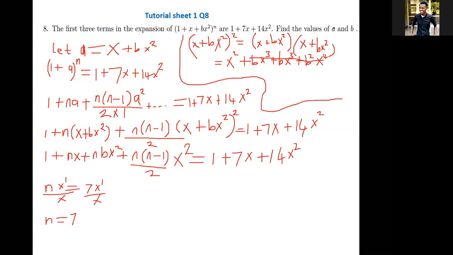Actually, the question here, they made a mistake, I think, when making the question. They were supposed to say, find the values of n and b. This is supposed to be n and not a. This is supposed to be n.